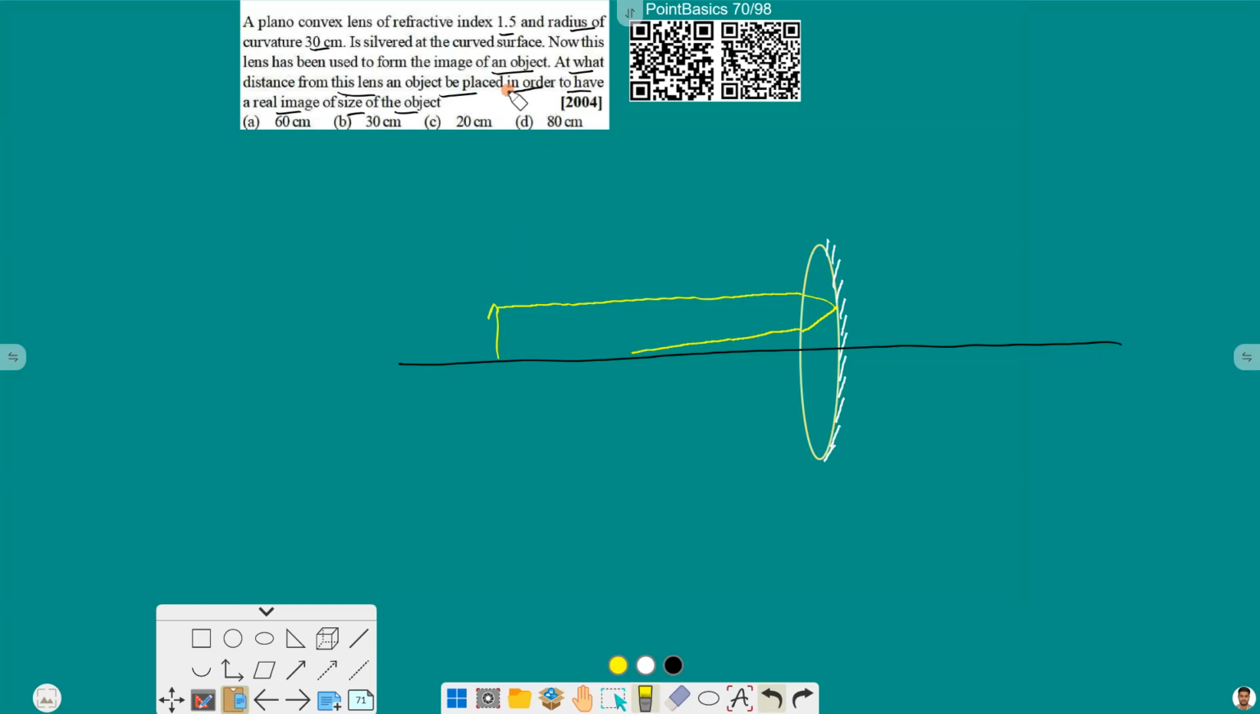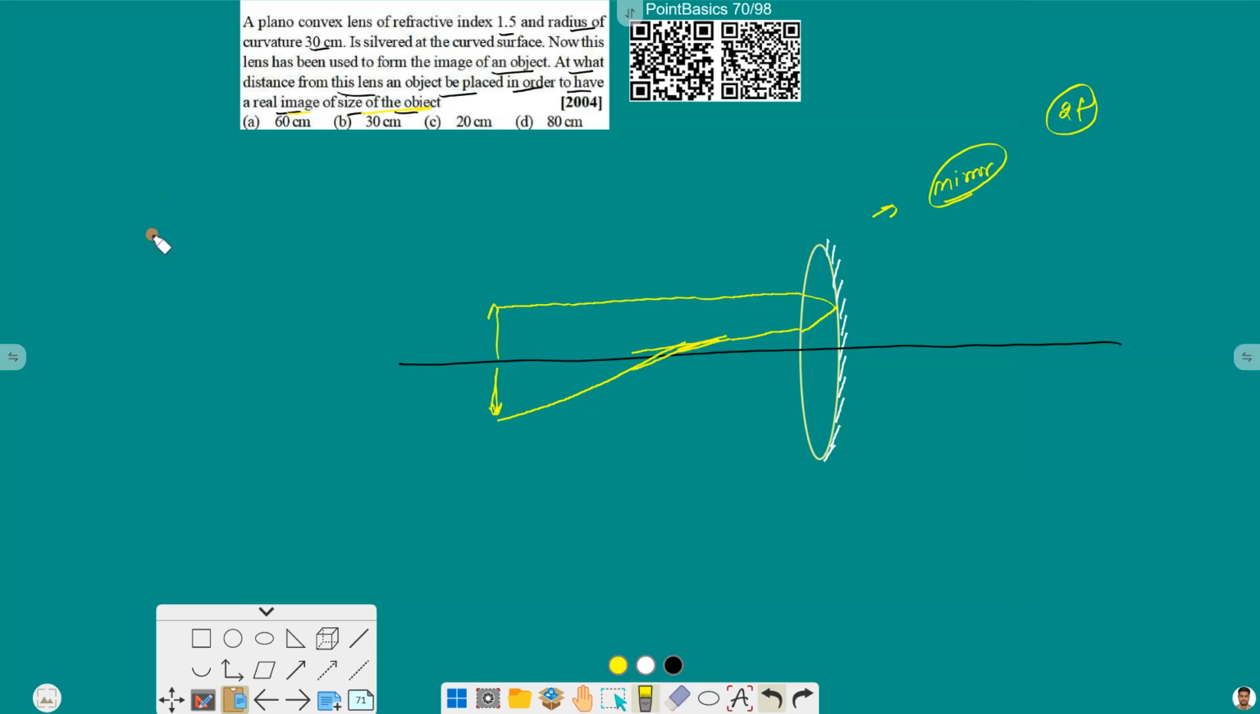And as mentioned here, the image and the object are the same size, because we have a real image of the size of the object, and this system will act as a mirror. For a mirror, that is only possible when the object is at 2f, so that the image is real, inverted and of the same size as the object. So this light will go like this, and here it will form the final image. To solve this combined system, what will we use?